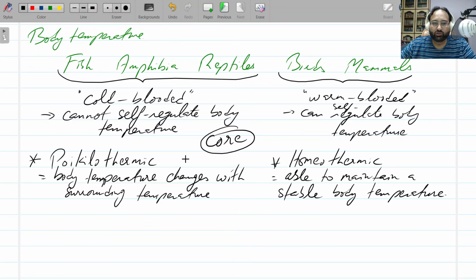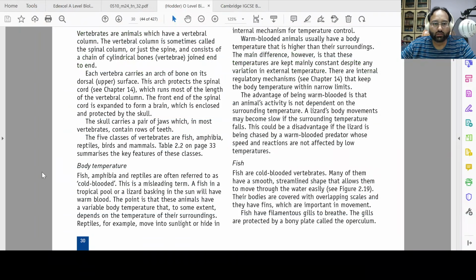Okay, now we move to the book. Let me just switch screens for you. Google Meet does not like Adobe for some reason. Can you see? Okay. So let's start by talking about fish.